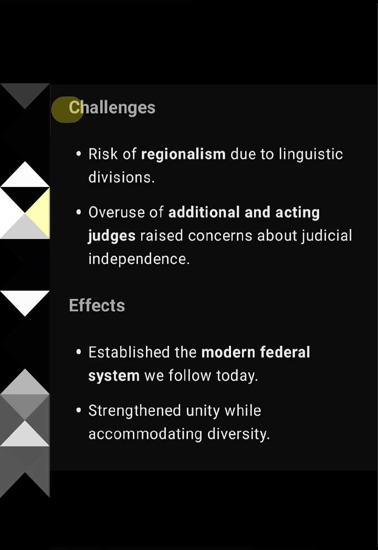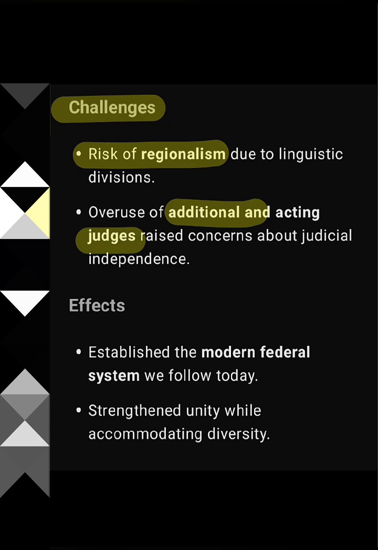There were some challenges which were created due to this amendment, and the first and major challenge was the risk of regionalism due to linguistic divisions, and the second major challenge was the overuse of additional and acting judges. The appointment of additional or acting judges should be the exception. It should not be the norm. And due to this amendment, it has become a norm.